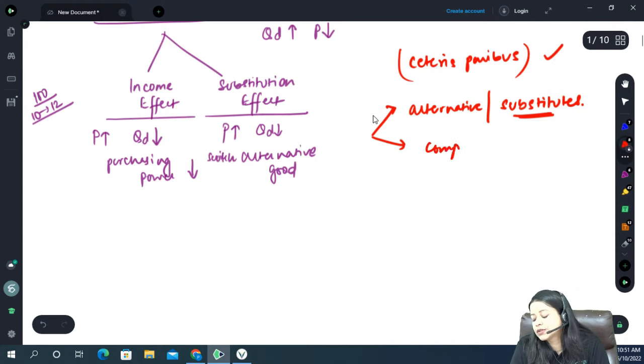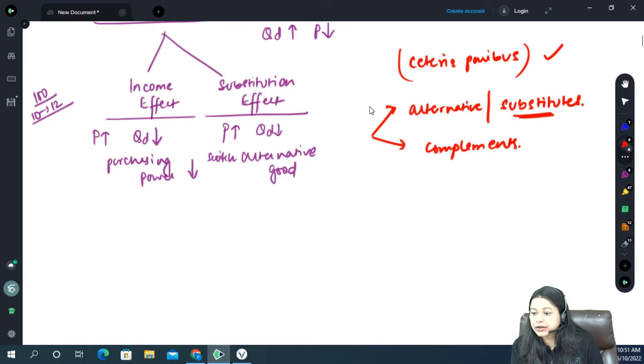There are also something called complements or complementary goods. For example, tea and sugar, or tea and bread, milk or bread, these are complements. These are consumed together, right? We'll talk about them later on. Left sock and right sock, right? You cannot just wear the left sock or just wear the right sock. Although it's in fashion that people are wearing two different types of socks, that's a different issue. So these are perfect complements, which we'll do later on. These are complement goods which we consume together.